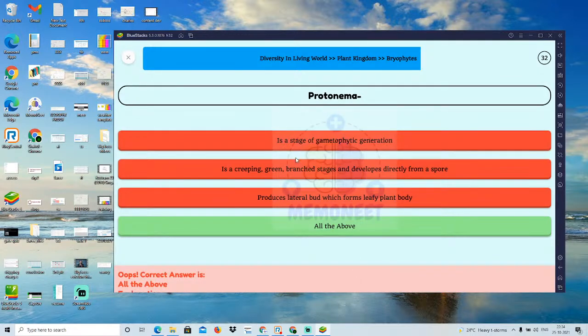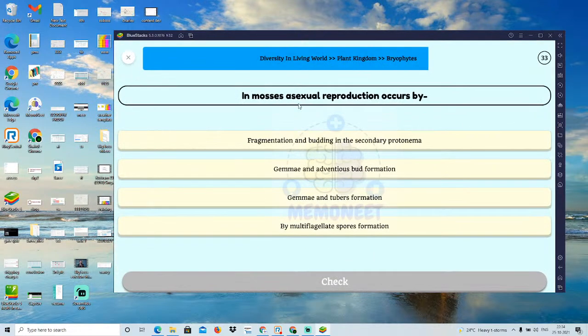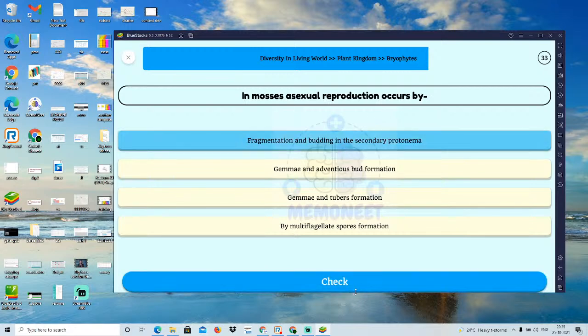Oh, all the three are true, right? You have to be very careful. It is a stage in the gametophytic generation. I thought this was the right one and I clicked it, but I know this is correct. It also produces lateral buds which form the leafy plant body. I showed you that other stage, right? Protonema second stage. So in mosses, asexual reproduction occurs by fragmentation and budding in the secondary protonema. This is true.